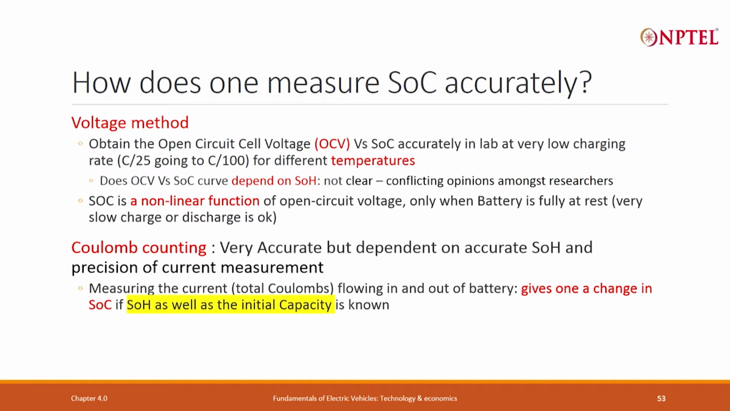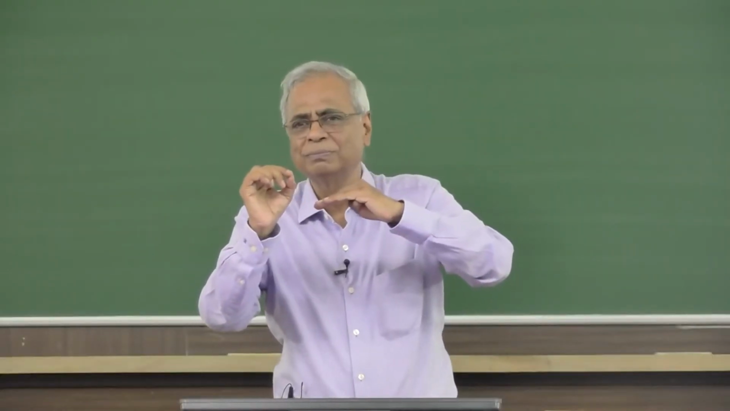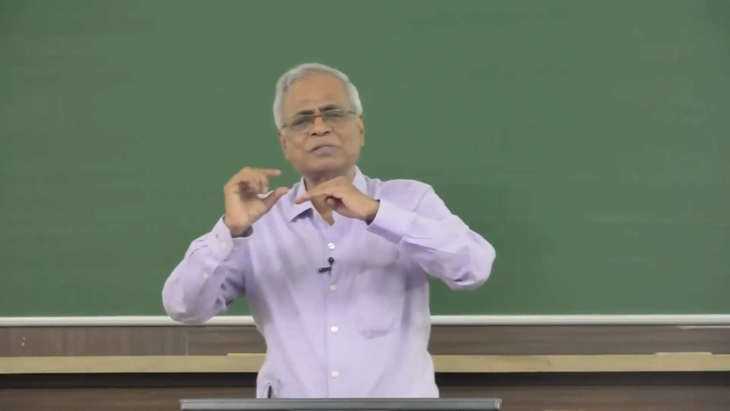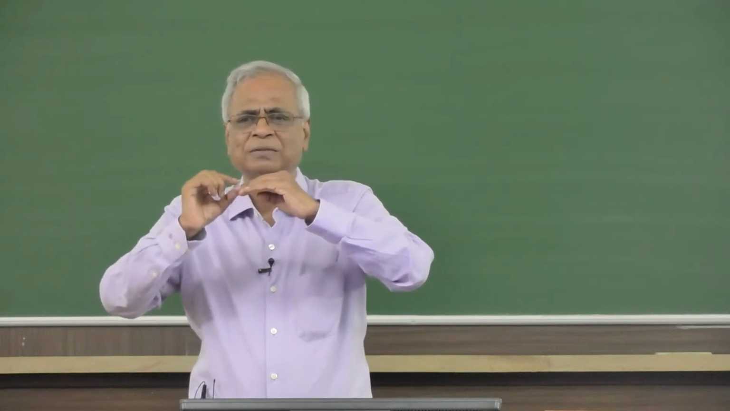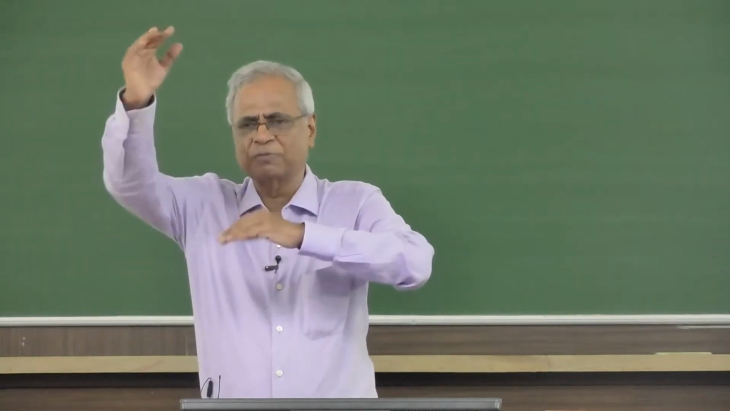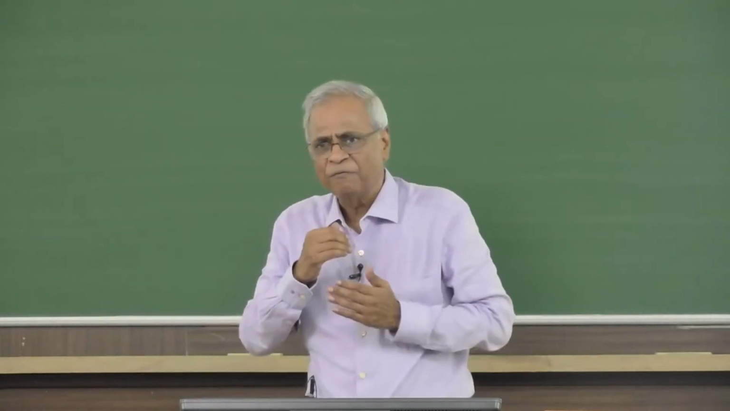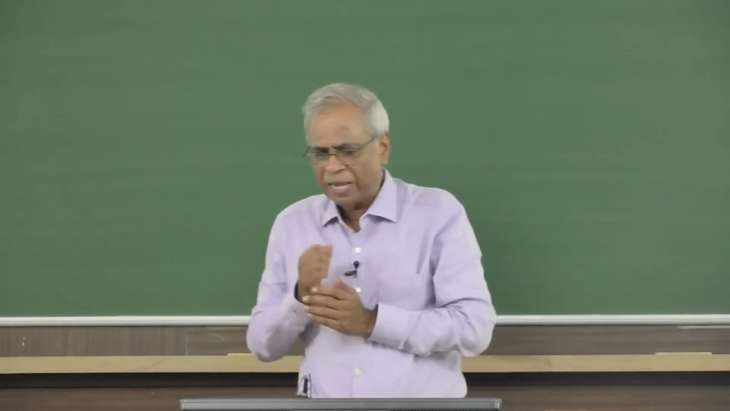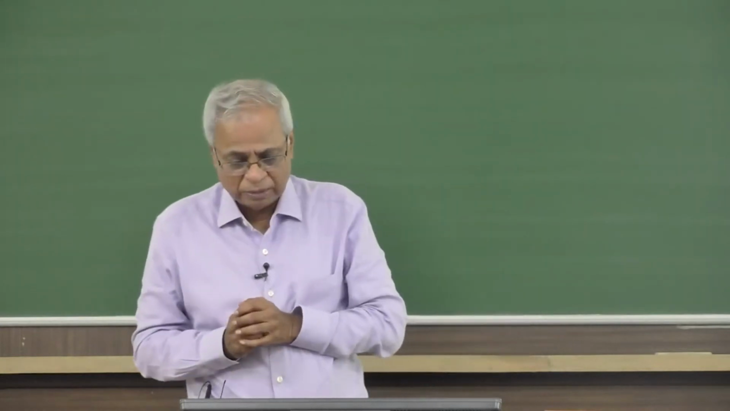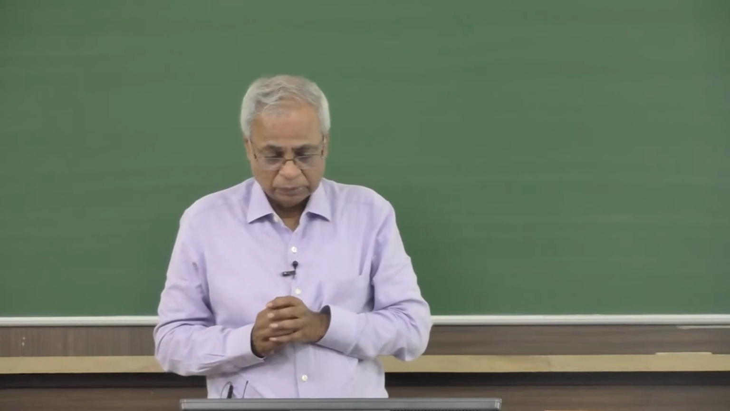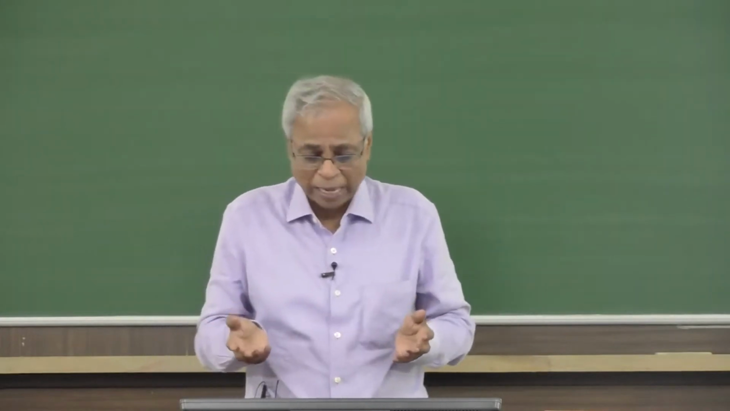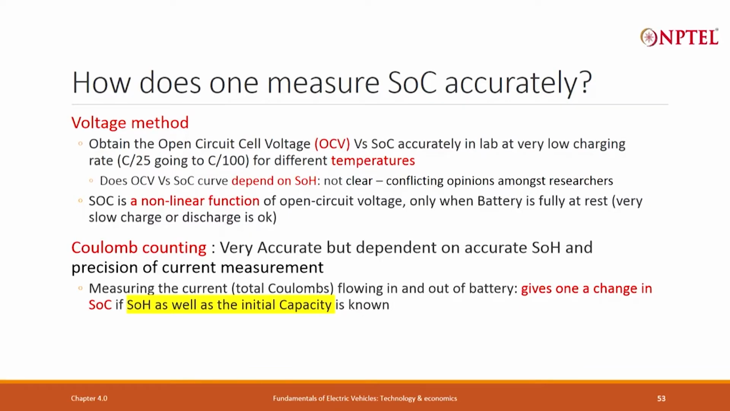You start at a certain state of charge and then you start counting this much ampere current for so much time. You calculate the coulombs, and as you calculate the coulombs as a percentage of total capacity, SoC keeps on going up. So, this is very important, Coulomb counting is a very accurate method, but dependent on accurate SoH and the precision of current measurement.